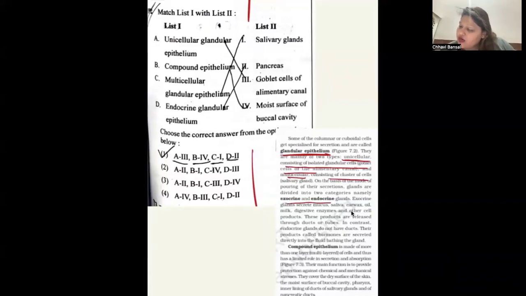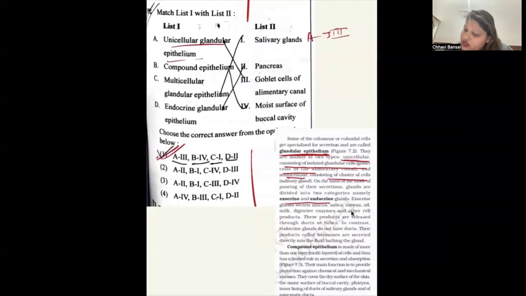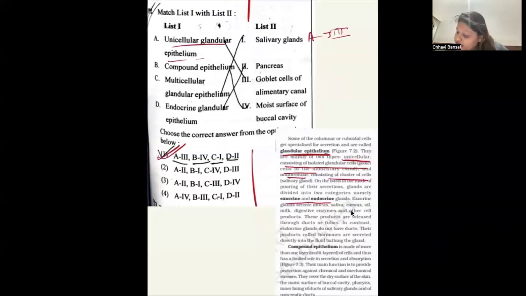So unicellular glandular epithelium means goblet cells. A is 3. If you know this, you know answer A is correct, but let's see others. Exocrine glands are those which secrete mucus, saliva, fluids, enzymes. That is exocrine. Salivary glands are multicellular and also exocrine. So for option C, it's 1.